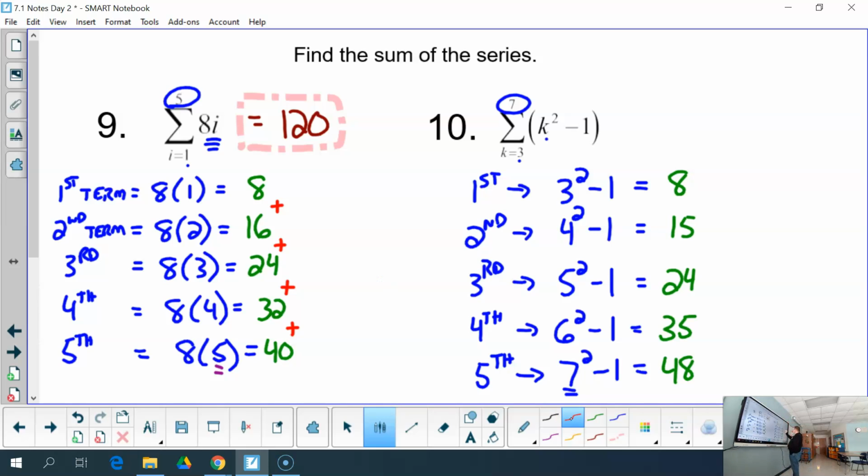Again, then to find the sum, I add them together. 8 plus 15 is 23. Plus 24 is 47. 47 plus 35 is 82. 82 plus 48 is 130 for this one.